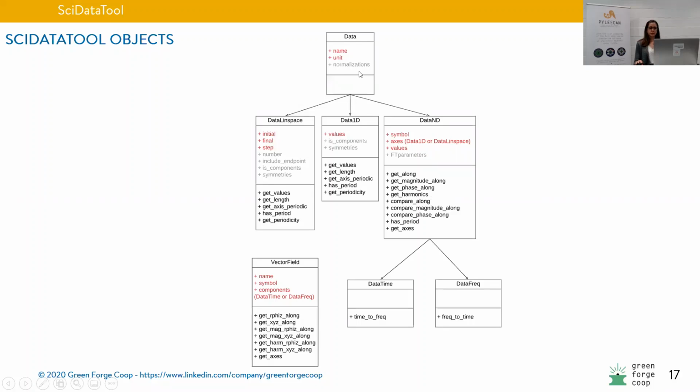All those objects share a name, a unit. Those are very important because when we want to use plots, then it's very useful to have all this information.